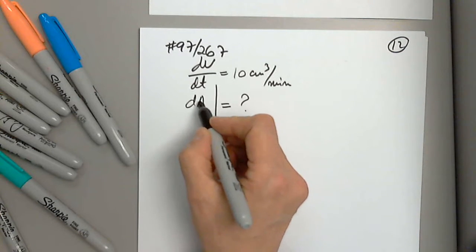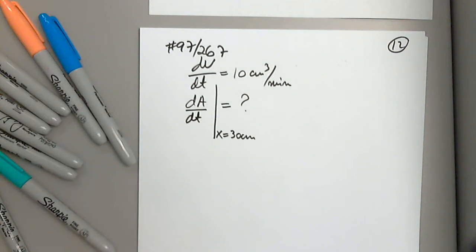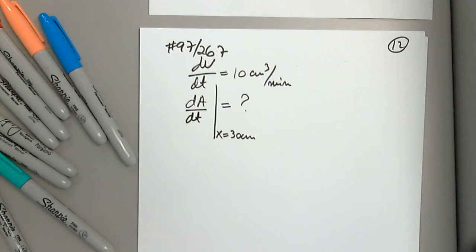So dA over dt, let's say. This is what we're asked to determine. We are given the rate of change of volume with respect to time, but we are really asked to determine the rate of change of area with respect to time when the edge is 30. Yes, Ricky, go ahead.